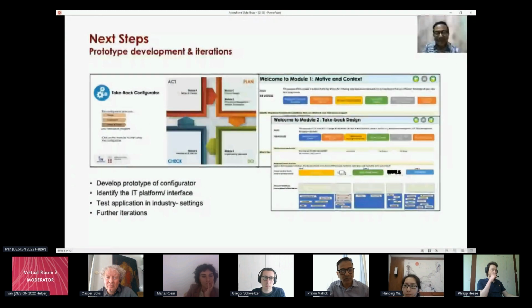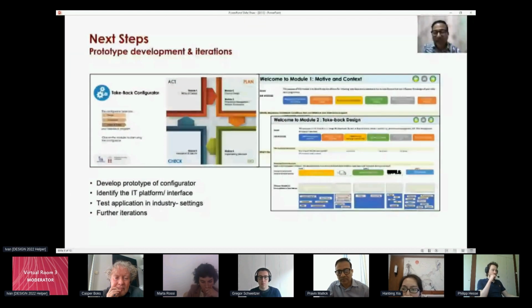What we are doing at this stage is developing a prototype of the configurator as an Excel sheet. As you can see in some snapshots of the current version, the intent is to make the configurator modular and following the plan, do, check, act, the PDCA cycle, so that companies can use this configurator at whatever stage of implementation they are in. For example, designing, implementing, evaluating or scaling up their take-back programs.